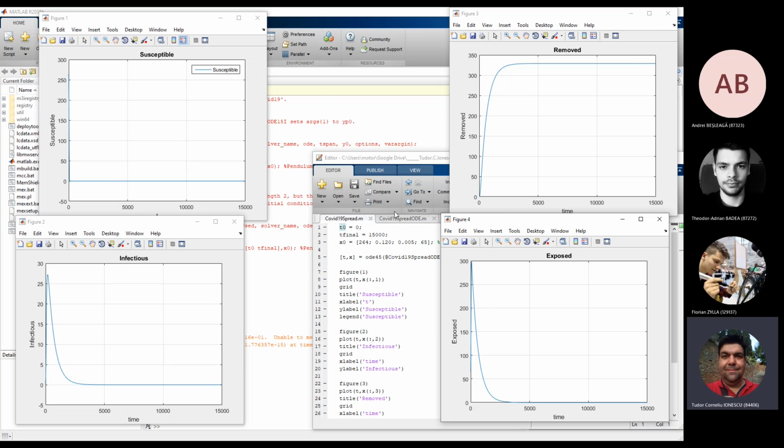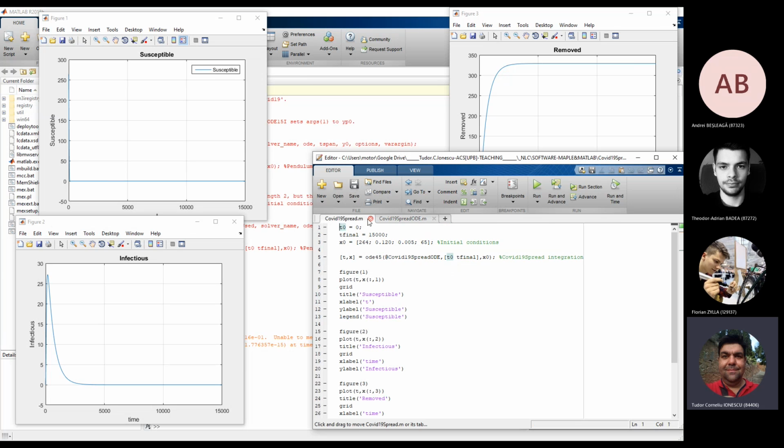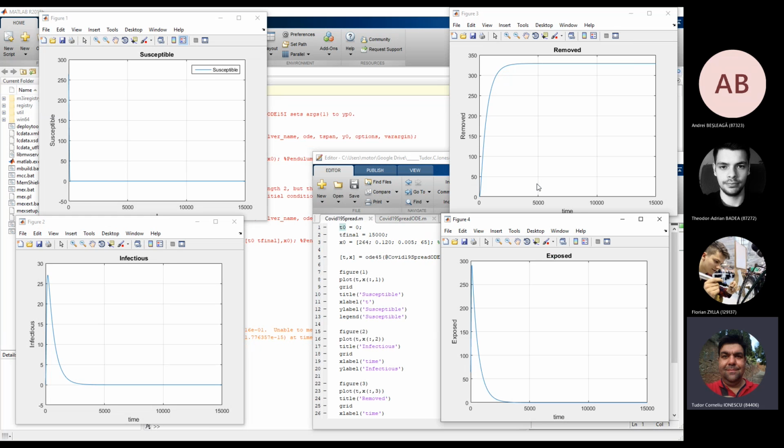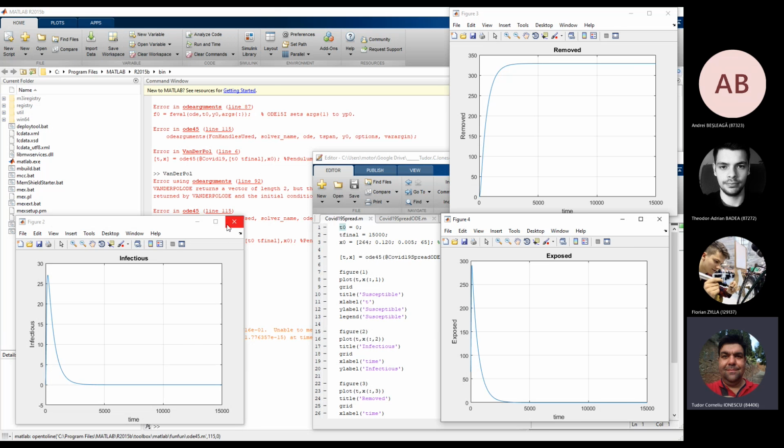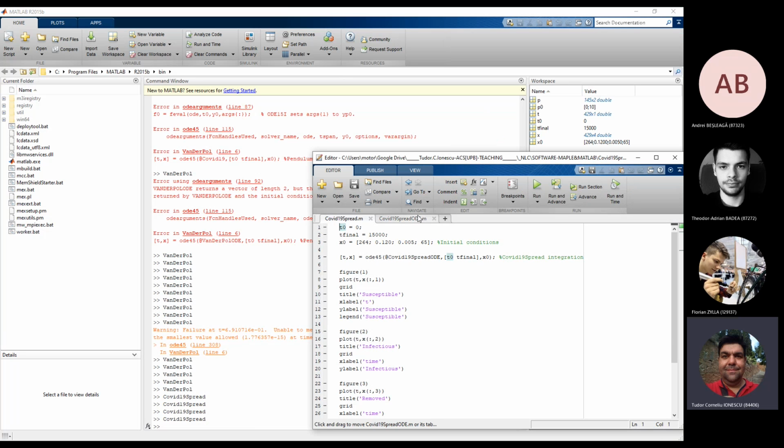Of course, you can change a lot of parameters here. So I'm not sure what happens if you decrease this alpha guy. Per capita infectious rate. Okay, this is very low. Death rate is very low, as you can see here. So, I don't know, let's try again. Well, it's pretty much the same. Not much is changing.